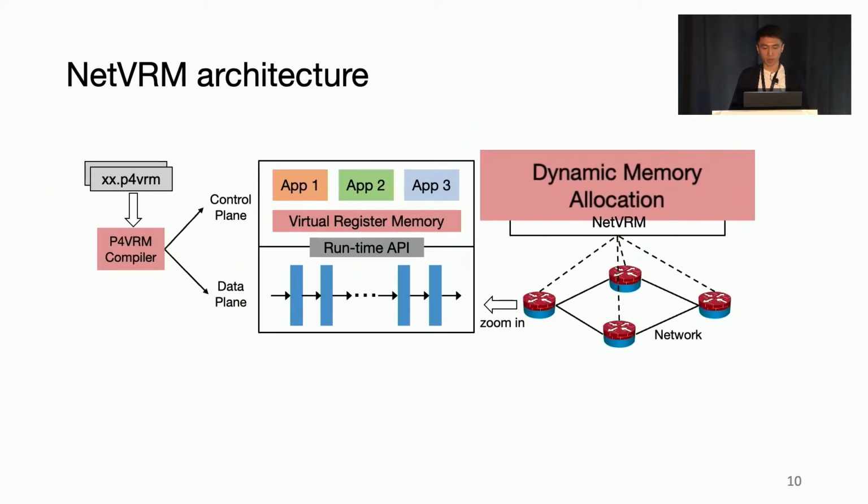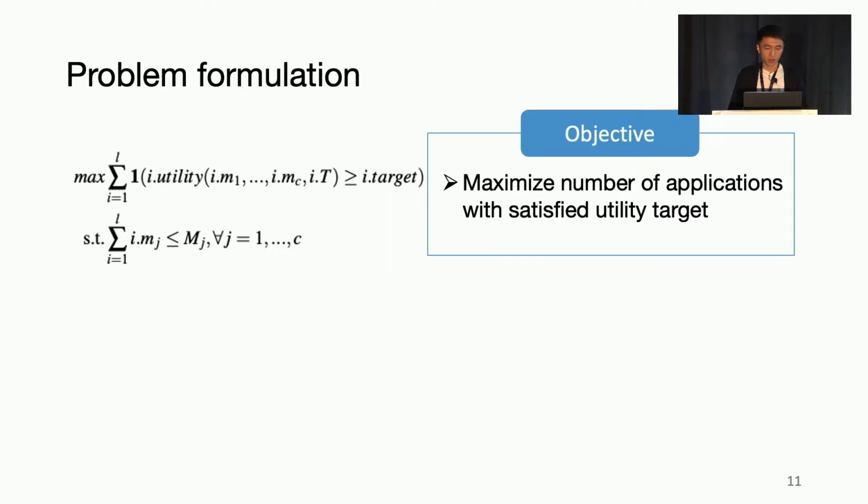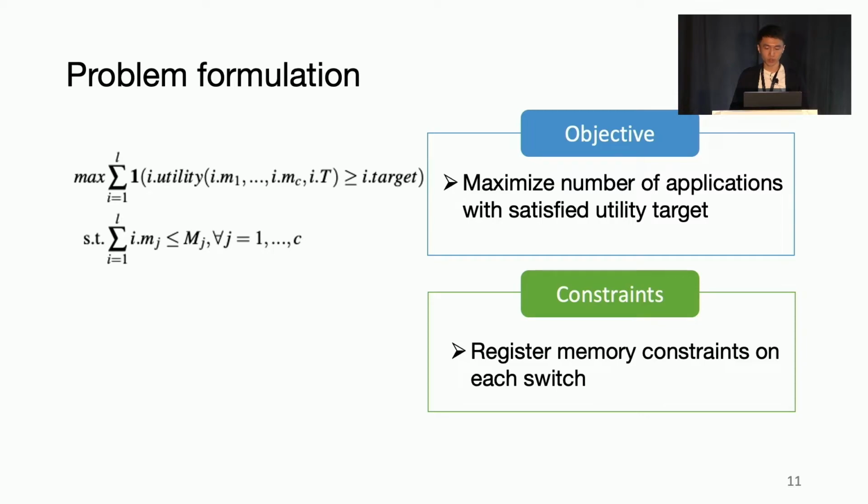The second component is the dynamic memory allocation. In principle, NetVRM supports any memory allocation algorithm given the virtual memory design. Our default objective is to maximize the number of applications whose utility targets can be satisfied. And the constraints are to ensure the sum of allocated register memory on each switch does not exceed its memory size.